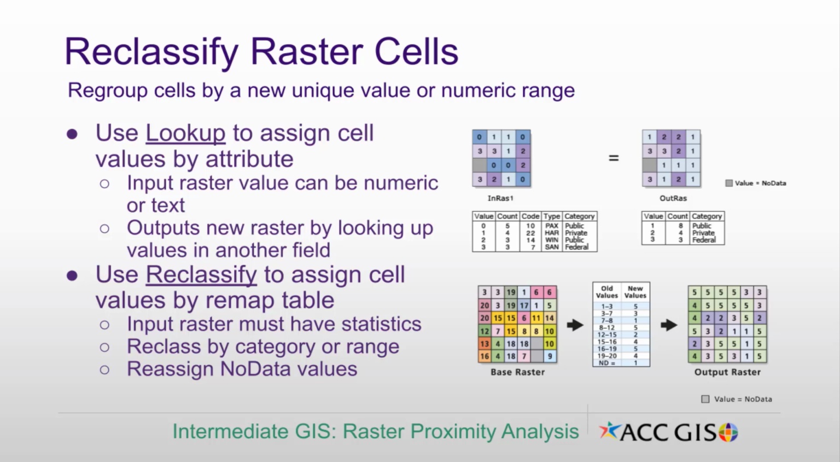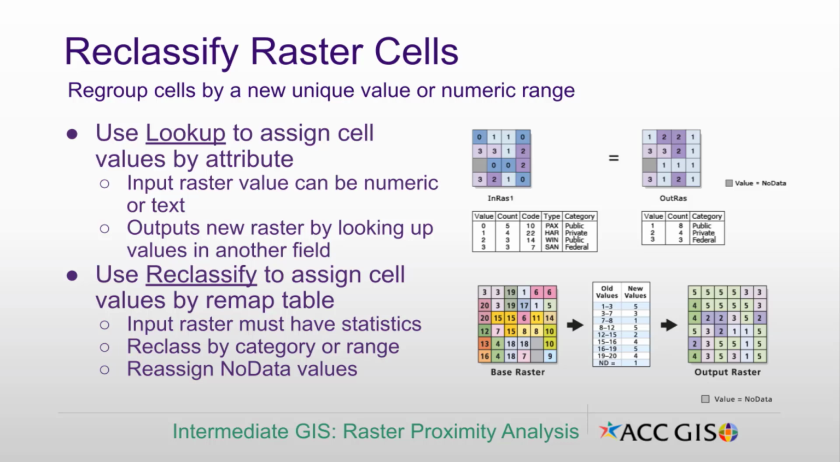And you can also use this tool to reclassify no data values. Sometimes no data values actually create a problem with your ultimate analysis. And so we'll reclassify those values to 1, 0, or maybe a flag like 99. If you look at the diagram in the lower right-hand corner, you can see how reclassify works, in which you have an input base raster, a remap table, and the output raster.